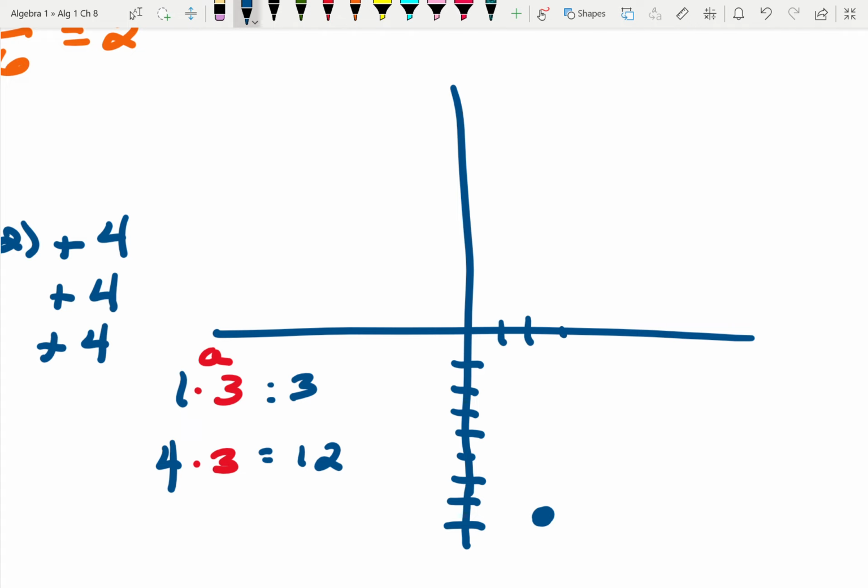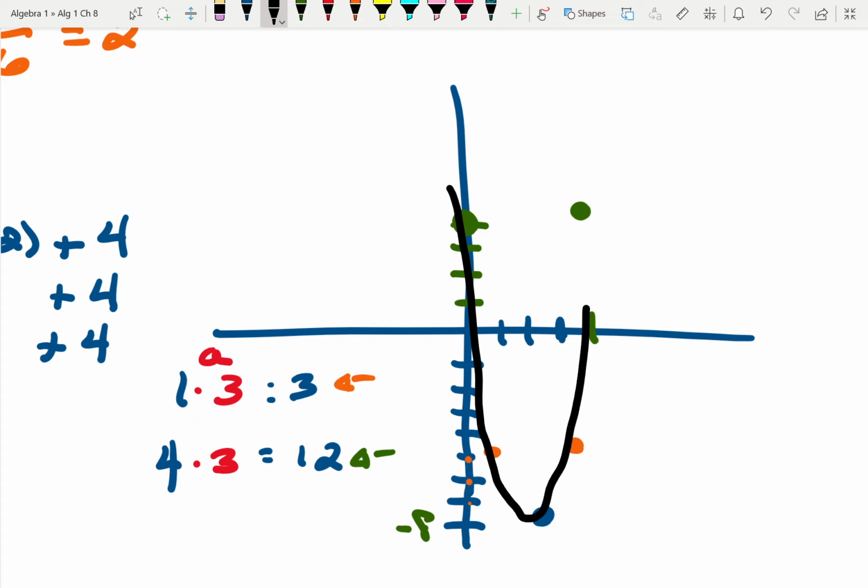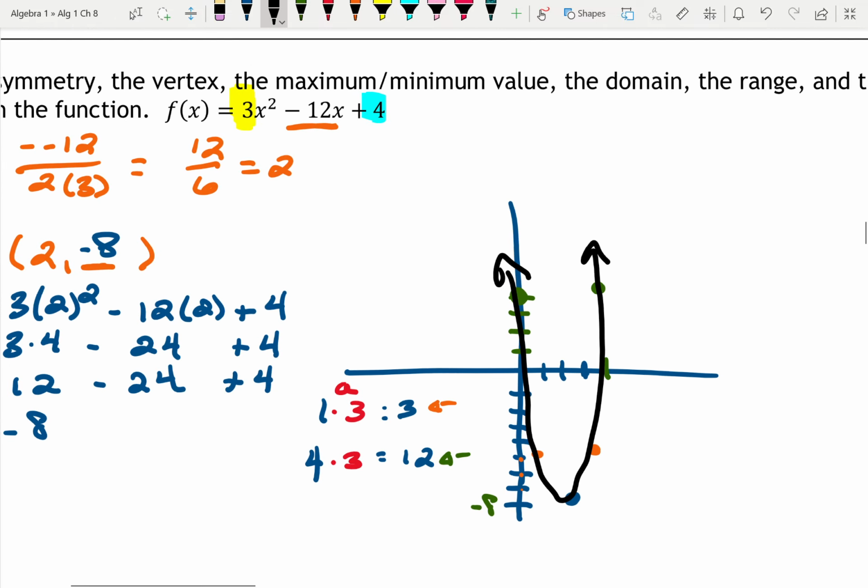For the 3, I go up 3 and then left and right 1 unit. So I'm going to make these orange. Up 1, 2, 3, and then over 1 in both directions. And then I'll make the next one green. I'm going to go up 12. So I was at negative 8, and if I go up 12, I need to be at positive 4. 1, 2, 3, 4. So there's our parabola, and now we just need to try to draw it in. There we go. Mine isn't the most beautiful thing, but that's okay. If I wanted it to be a pretty graph, I would have used a graphing calculator.